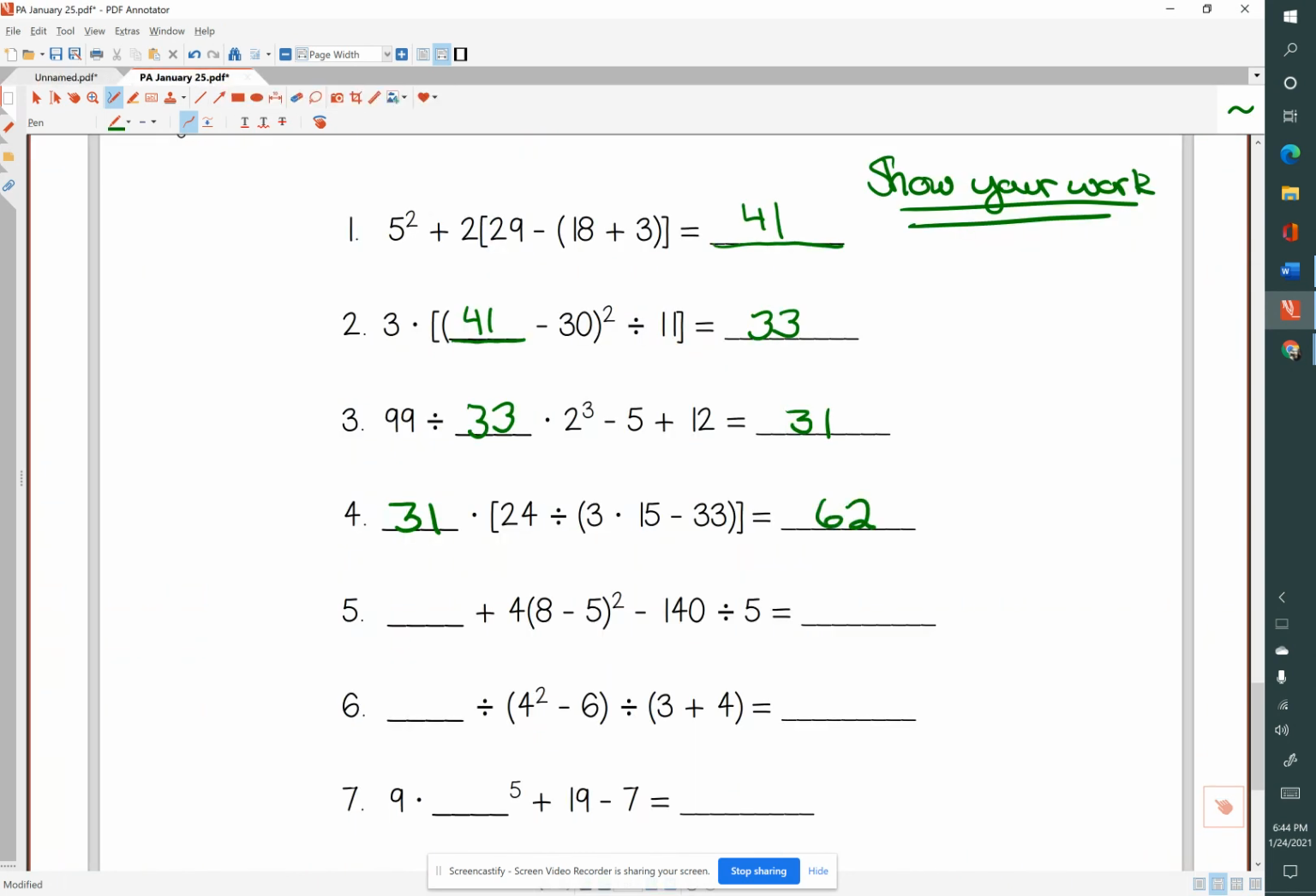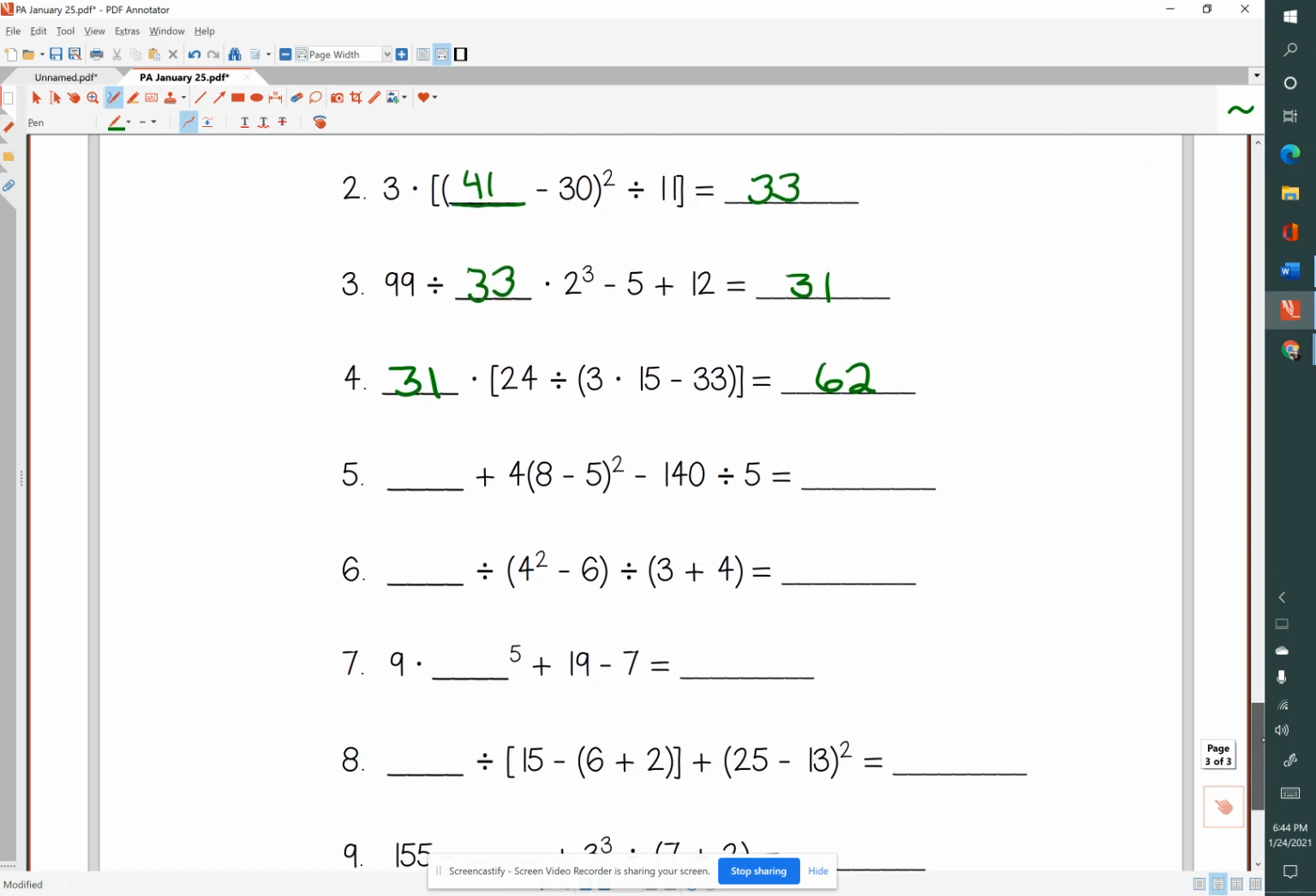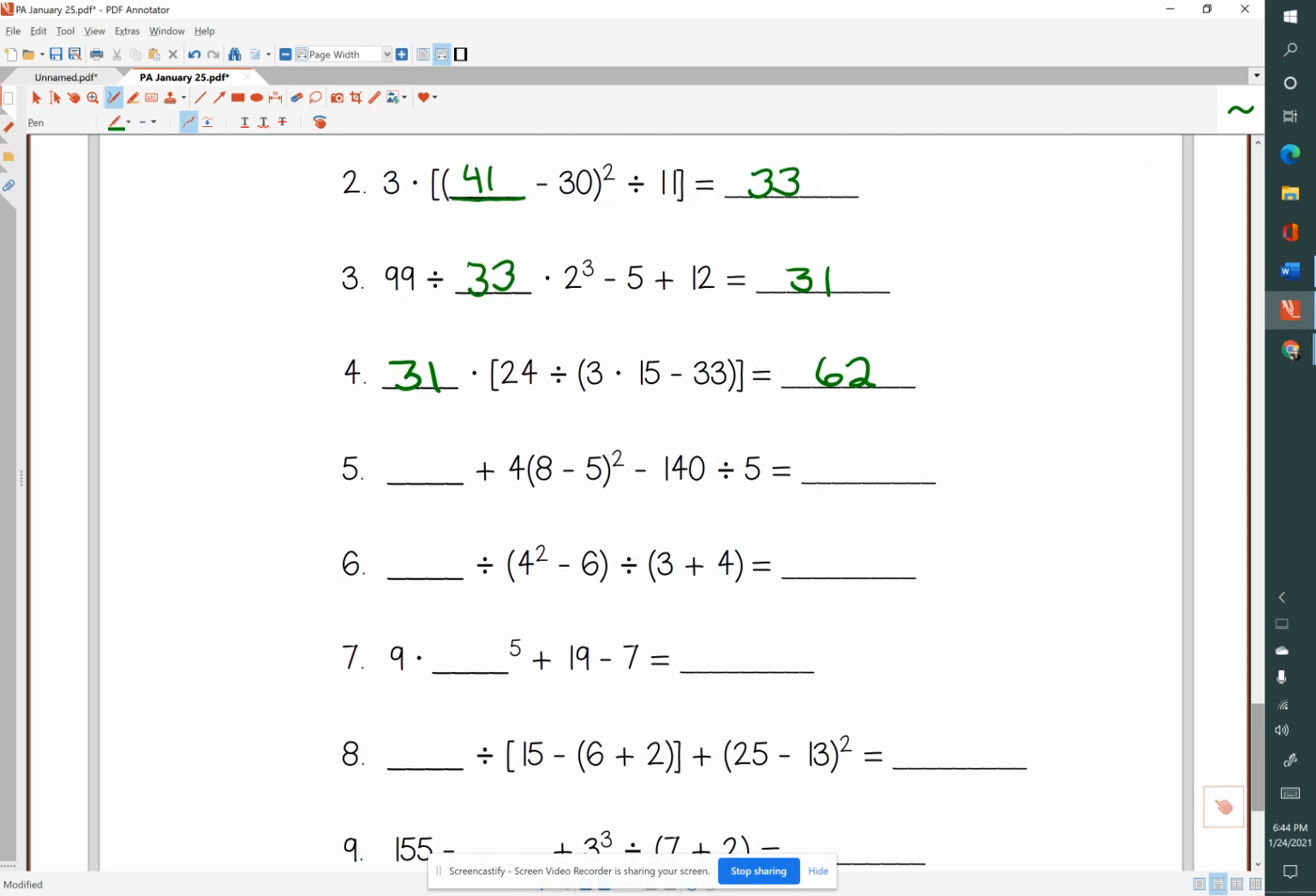Remember, even if the addition and subtraction are inside a grouping symbol, they will be done before any multiplication or division that is outside a grouping symbol. So the grouping symbol always comes first before everything. That trumps everything. All right, so number 5 will be 62 plus 4 times the quantity of 8 minus 5 squared. That square applies to everything in parentheses, minus 140 divided by 5.